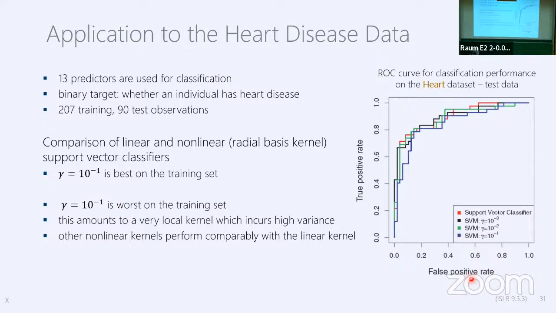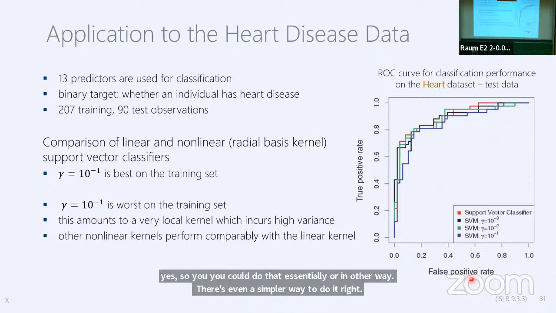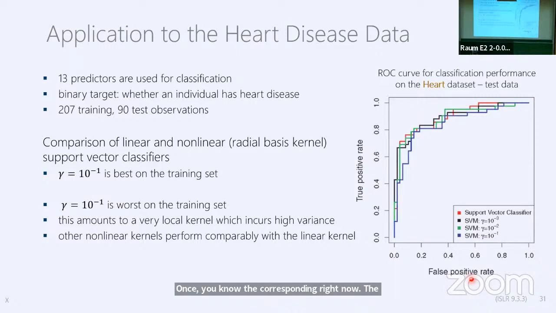Yes, you could do that essentially, or in another way, there's even a simpler way to do it, right? Once you know the corresponding threshold, right now the normal SVM classifier looks at the sign, right? You compute the distance, plug it into the sign function, +1, -1. Now instead of plugging it into a sign, you just check bigger than this number or smaller than this number, right? And that's equivalent to moving this hyperplane up or down, essentially along this parallel axis.